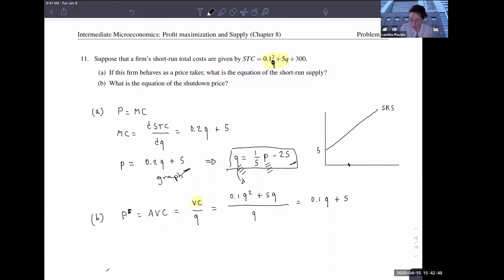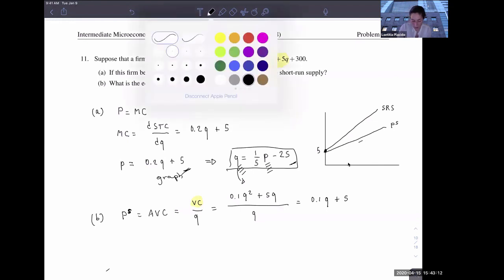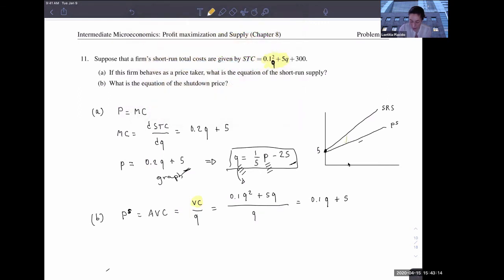So here's the shutdown price. It depends on the quantity produced, and it starts again at 5 here, but the slope is smaller. So the shutdown price is like this. If you look at the graph here, you can see that the shutdown price is always going to be lower than the short-run supply of the firm. So it will never be the case that the firm is going to shut down.